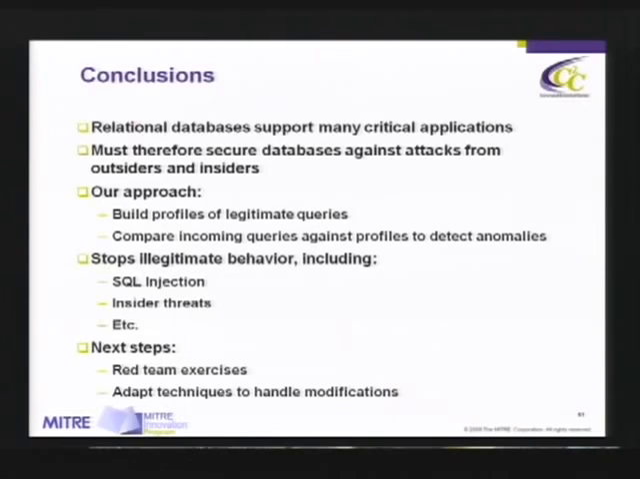We've got to do so both against the outsiders, who are largely the easier ones to protect against. You also have to protect against the insiders. So the approach that I've shown is first we build profiles of legitimate queries using this cross-feature analysis. And then as incoming queries arrive, we compare those against the profiles and detect anomalies. In most cases, we think those anomalies are things that are illegitimate activity. So this works against SQL injection, as I mentioned. It also helps protect against the insider threat, as well as many other forms of attacks.